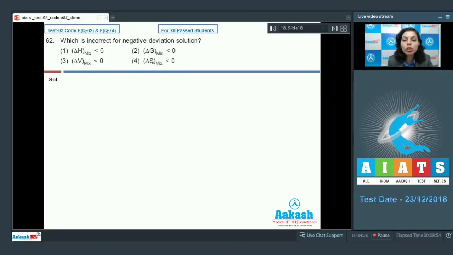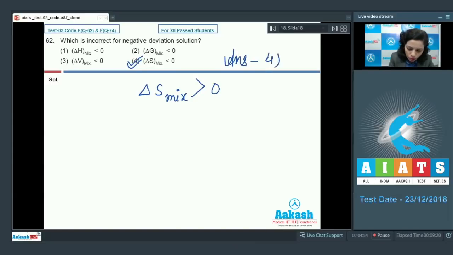But if we talk about the change in entropy for the mixing, that should be more than 0. Because if we mix something, there is the increase of the randomness, and as increase in the randomness is there, definitely this delta S value for the mixing should be positive. It means it should be more than 0, not less than 0. And on that basis, this is incorrect for negative deviation solution. And that's why the answer is option 4.